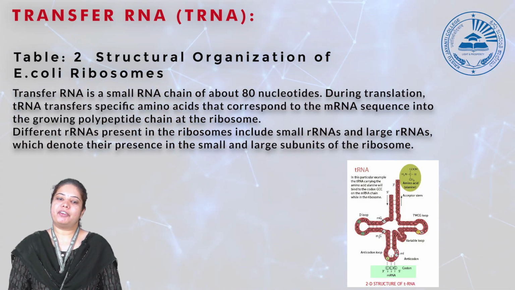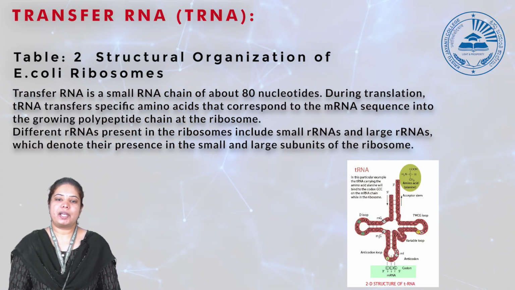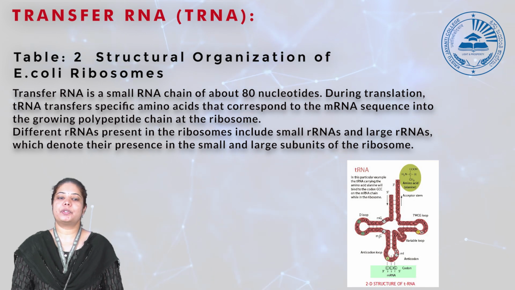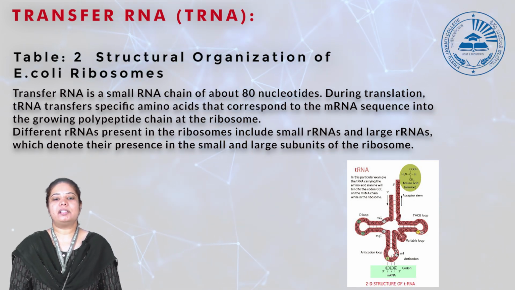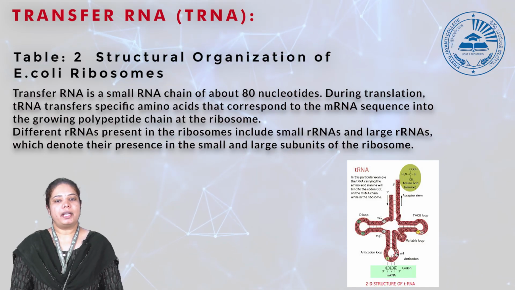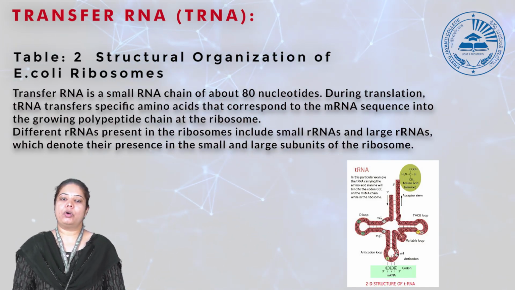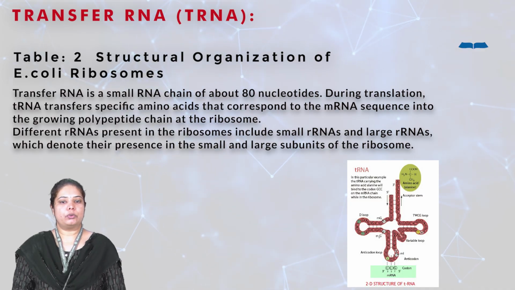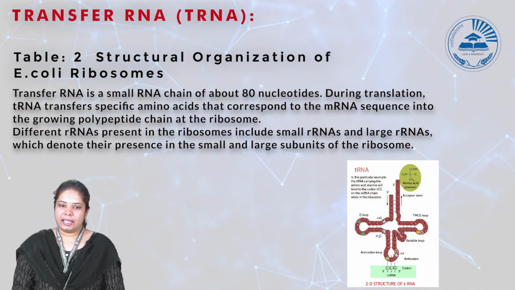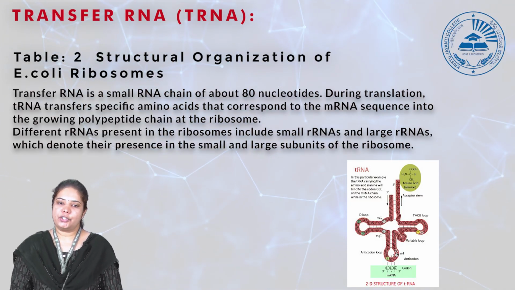As we move from the 5' end, the first stem and loop structure that is formed is called the D loop. This will have dihydrouridine residues, so the modified unusual bases will be there along with methylated guanine. This particular loop forms the D loop, followed by the anticodon loop.